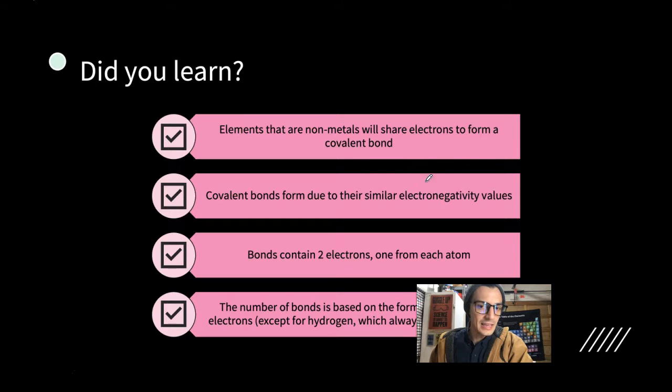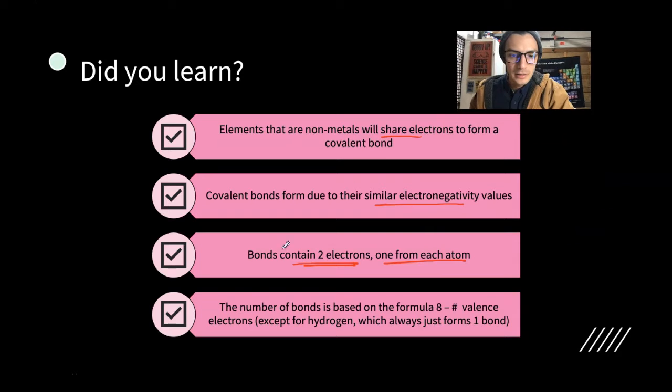So in the end, did you learn that elements that are nonmetals will share electrons to form covalent bonds with each other? And that covalent bonds form because they have similar electronegativity values? And that bonds contain 2 electrons, 1 from each atom. And lastly, the number of bonds that exist between atoms is based on the formula 8 minus the number of valence electrons, except for hydrogen, which always just forms 1 bond.